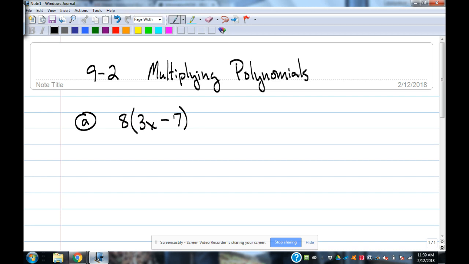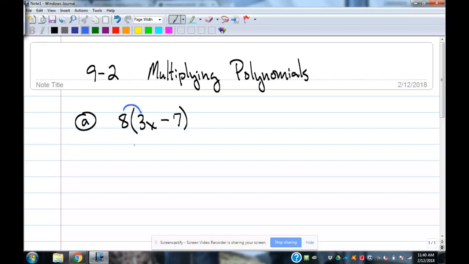9-2 is where we're going to be today. So multiplying polynomials, easy thing. What property do you see there on example A? That's exactly it. That's what we're going to do pretty much all day today. It's distributive property. Distribute this 8 to both pieces.